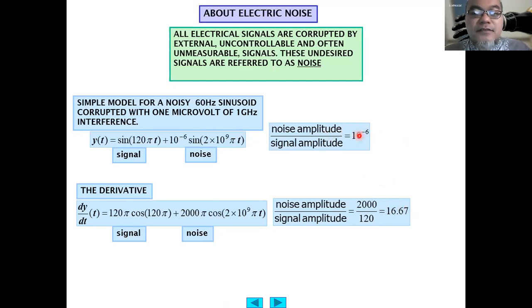So look here, from this much less than 1, almost approaching 0, and now much larger than 1. So this is how the differentiator amplifies the noise. Because here you have noise which has a very high frequency, 2π times 10 to the power of 9. When it is being differentiated, this factor is multiplied to the amplitude, so it becomes 2000. So this is with the differentiator circuit.